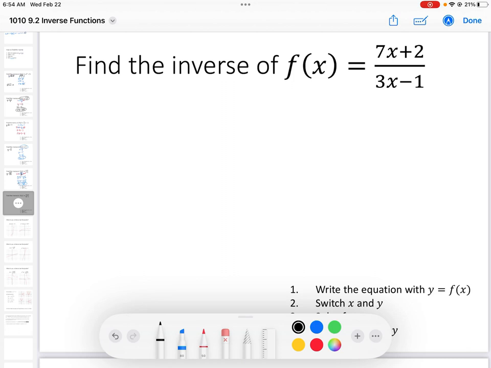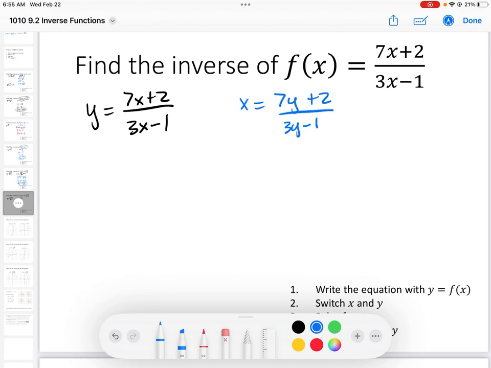Okay, so the way that you'd solve this one is you would say y equals (7x plus 2) divided by (3x minus 1). Then you'll switch all of the x's and y's, which will give you x equals (7y plus 2) over (3y minus 1). Now we want to solve for y and get y by itself. And so I'm going to multiply both sides by 3y minus 1 to cancel out that fraction.